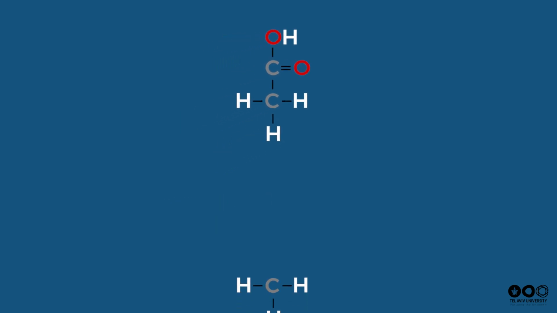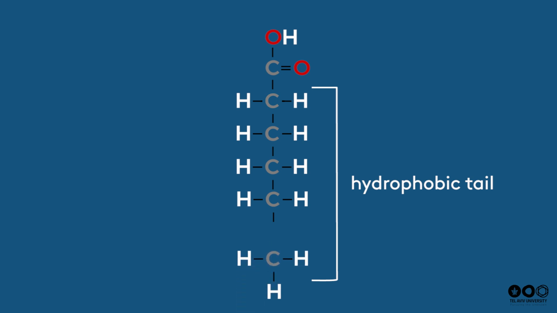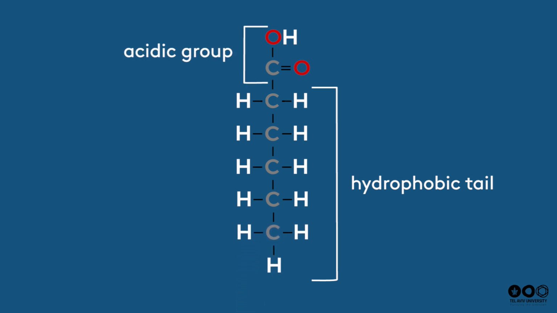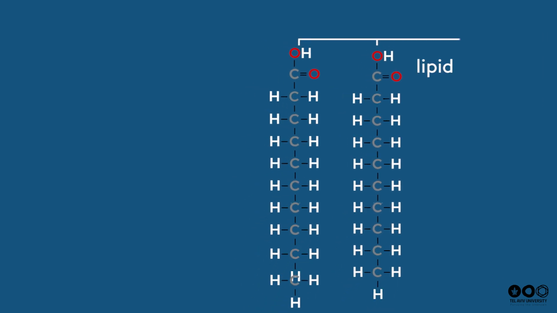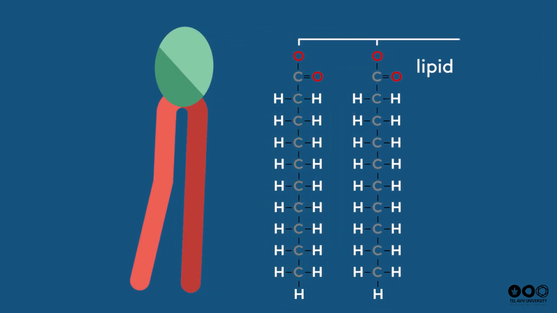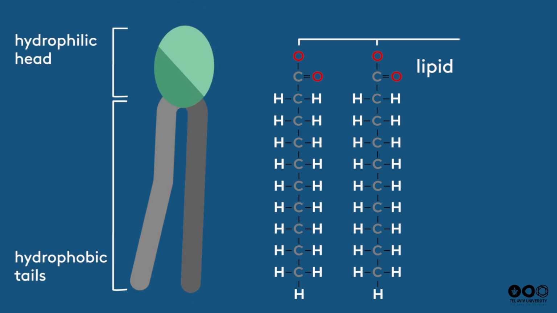Extending the molecule with more and more hydrophobic CH3 groups generates ever-increasing hydrophobic tails linked to the carboxyl COOH acidic group. These molecules are called fatty acids, and when two fatty acids are linked together, we get lipids. Lipids are interesting in that they have long fatty acid hydrophobic tails and a hydrophilic head. The hydrophilic head can be further modified to contain a negatively charged phosphate atom, thus generating phospholipids.